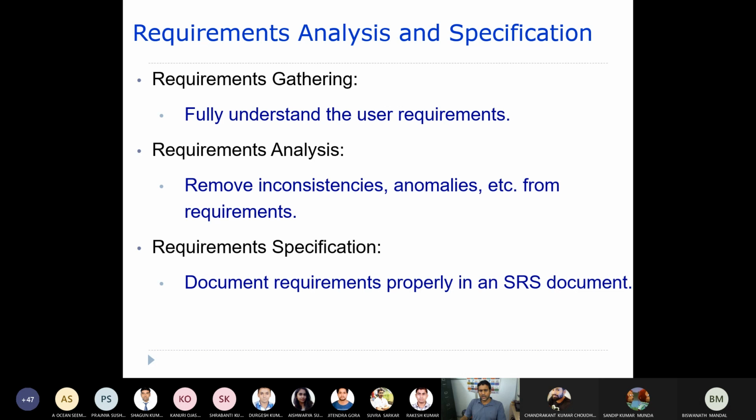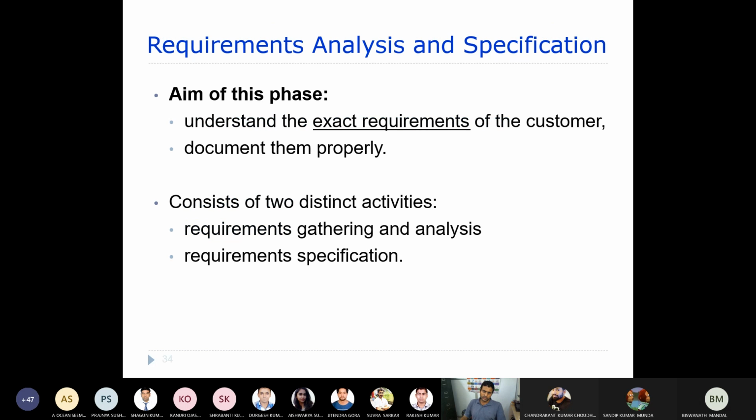For requirement specification, ultimately whatever requirements we have gathered need to be documented properly. Once you have documented all of these requirements accurately, the output is an SRS document, the software requirement specification document. We will talk about the SRS document separately. The main aim of this phase is to understand the exact requirements of the customer, and then document those requirements properly.